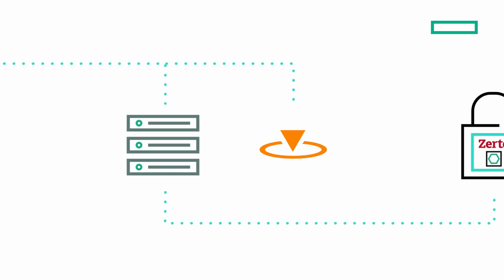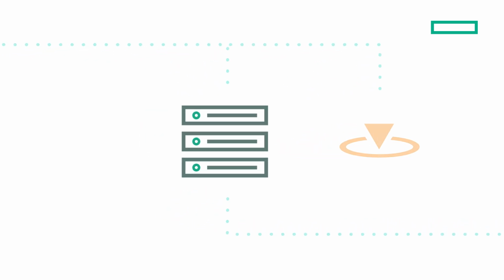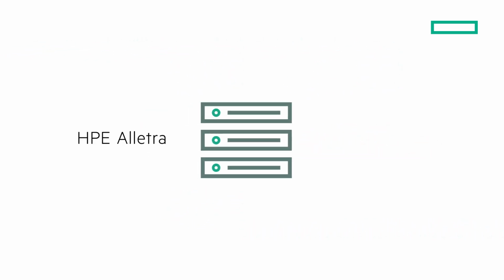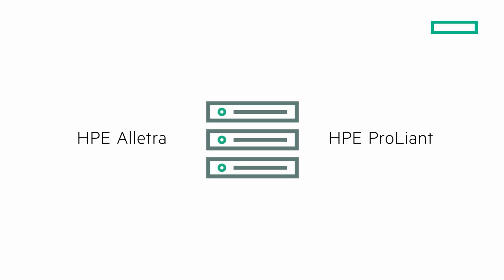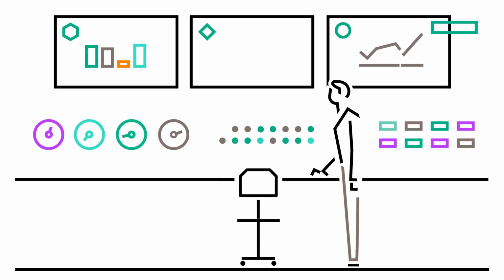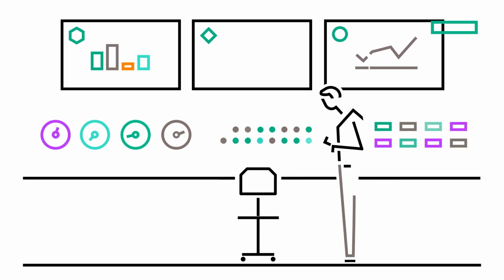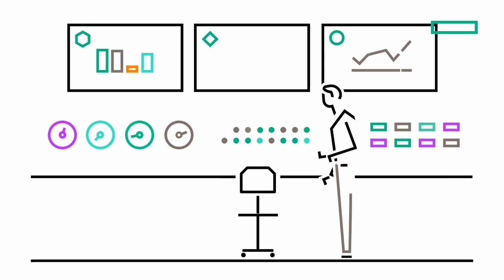Zerto's fast journal-based recovery features pair well with the production-grade infrastructure of HPE Alletra and HPE ProLiant so that you're not dependent on slow backup appliances or backup-grade secondary storage. The result? The ability to neutralize cyber threats without paying a ransom, losing your data, nor suffering from weeks or months of downtime.